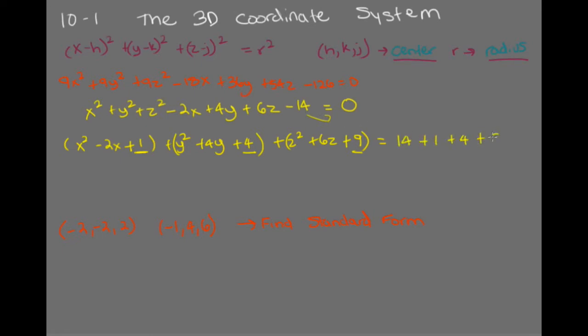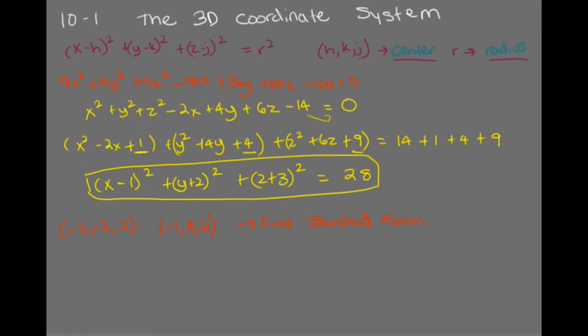If we simplify this whole thing now, we get x minus 1 squared plus y plus 2 squared plus z plus 3 squared is equal to 28. So that's going to be our standard form for this equation right here. And if we wanted to find specific things, such as the center, it would be (1, negative 2, negative 3), or (h, k, j). The radius would be the square root of 28, which is equal to 2 root 7 when we simplify.